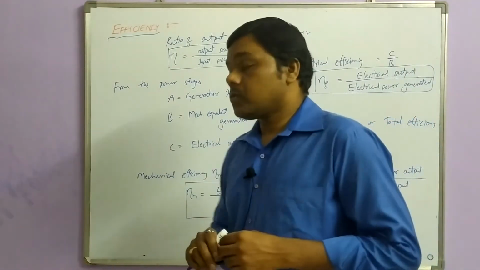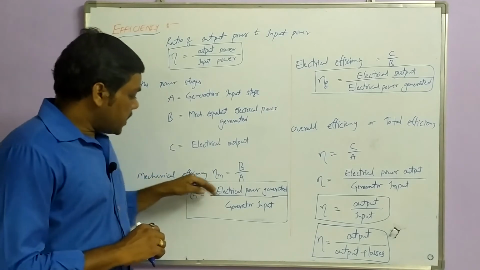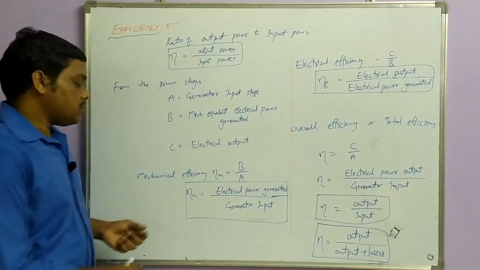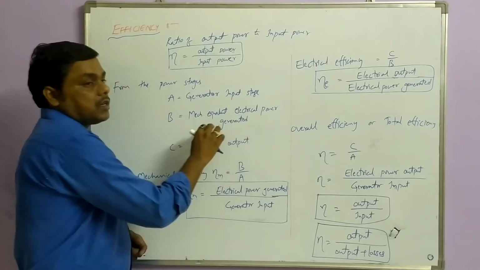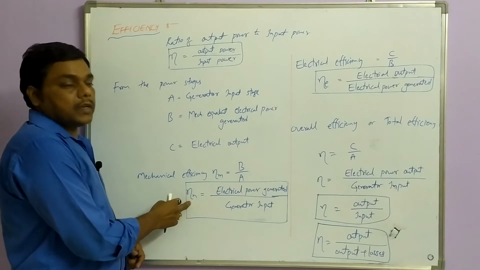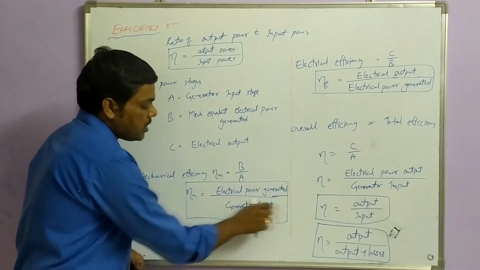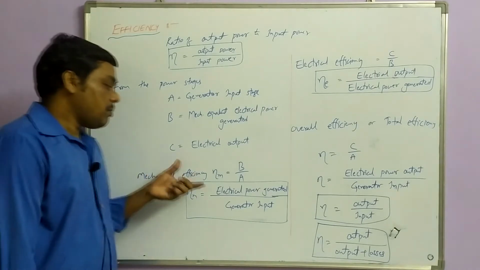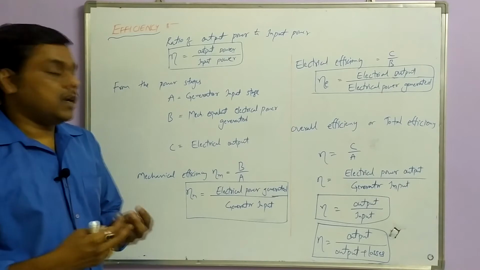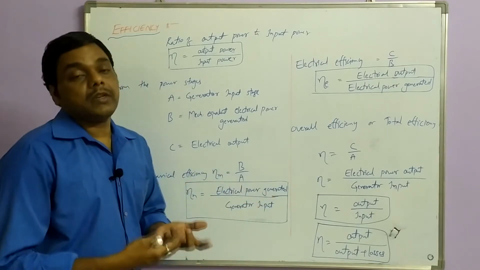Now we have three stages, so we have to take out the mechanical efficiency as well as the electrical efficiency. Mechanical efficiency is given by the second stage by the first stage, nothing but B by A. So what is meant by B? B is nothing but the electrical power generated, which is the mechanical equivalent. The symbol of efficiency is eta. Eta M, subscript M standing for mechanical efficiency, is equal to electrical power generated divided by generator input. Now this is the mechanical efficiency. The input is always mechanical input from a petrol engine or diesel engine or turbine. So that's why the generator input is mechanical, and it is the mechanical equivalent electrical power generated in the armature.